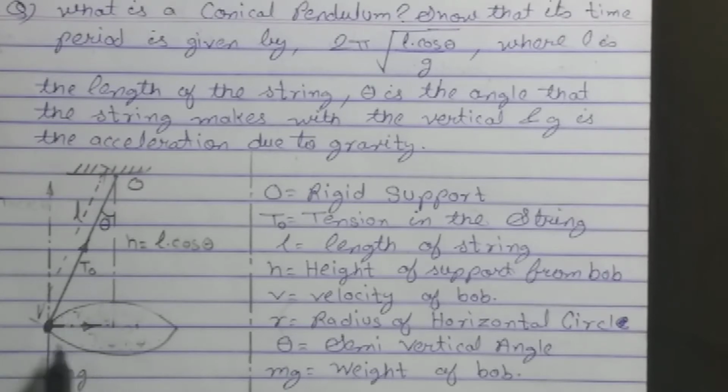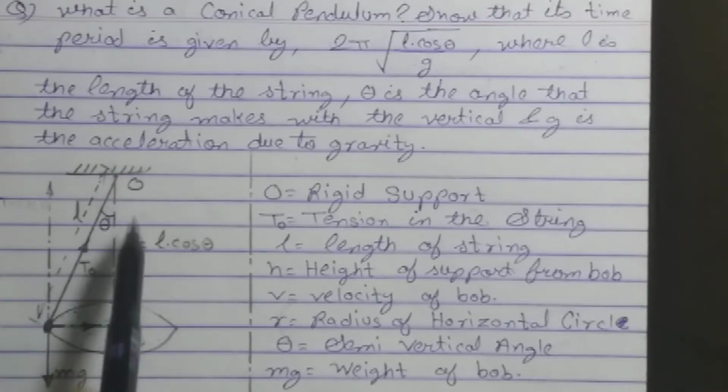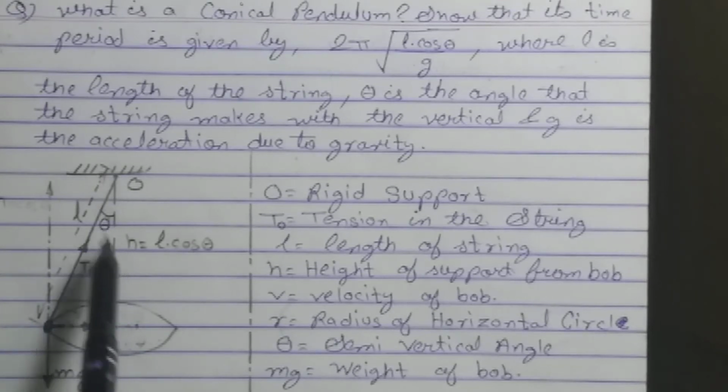You observe here, when the bob is revolving around the horizontal circle with an angular velocity omega, it performs uniform circular motion. During the motion, the string is inclined. The angle made by the string with the vertical line is theta, as shown in the figure.